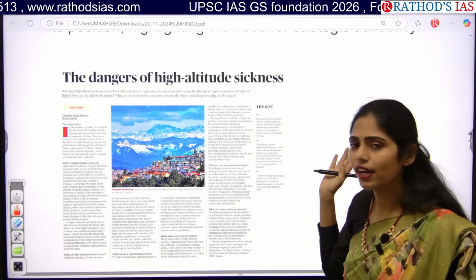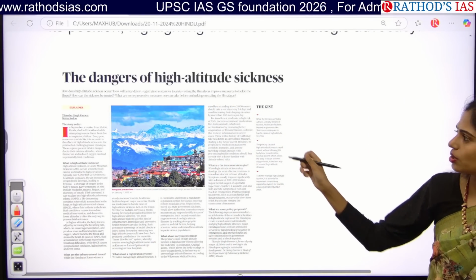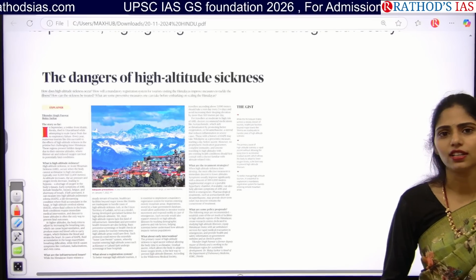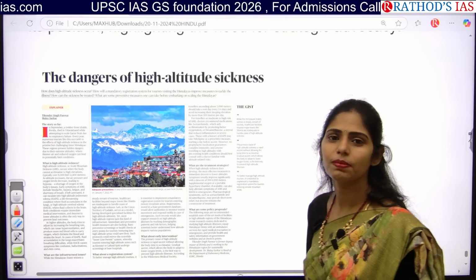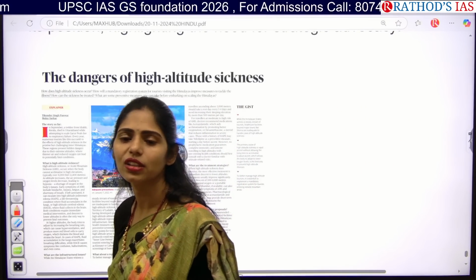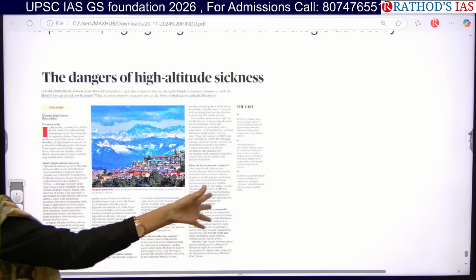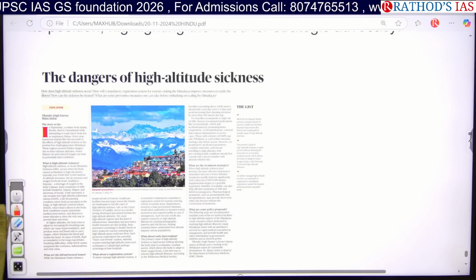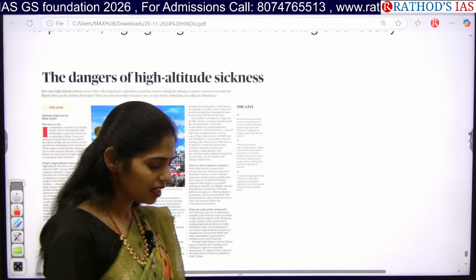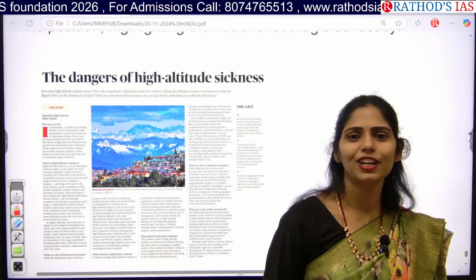So your body will not get acclimatized. So because of this, you will be getting altitude sickness. So because of this altitude sickness, many people who are going on this Chardham Yatra are dying. That is this topic. Here you have to see just about the Chardham project is enough. Clear? So these are the important topics that appeared in our today's Hindi newspaper.